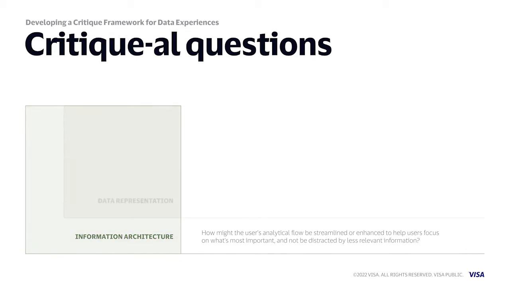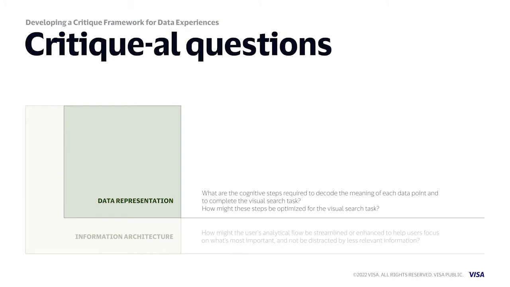If we're looking more specifically at the charts, the questions relating to productivity will be much more focused on the data and how it's presented. We could consider the analytical flow again, but this time for individual charts by asking, what are the cognitive steps required to decode the meaning of each data point and to complete the visual search task? And how might these steps be optimized?